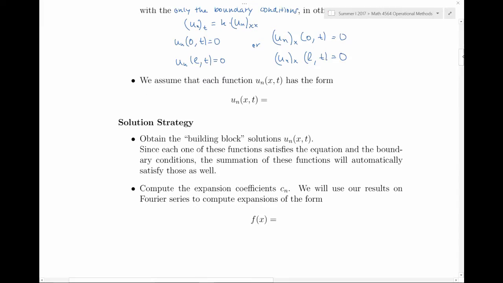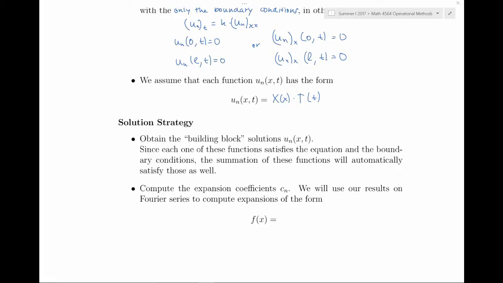Each one of those building block functions has a very special form. It's a function that is a product of a function that purely depends only on x times a function that only depends on time. So it is a function that can be written as a product of single variable functions. Not every function can be written like that. And this raises a few questions.